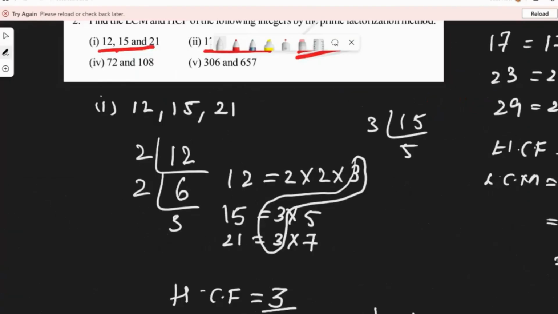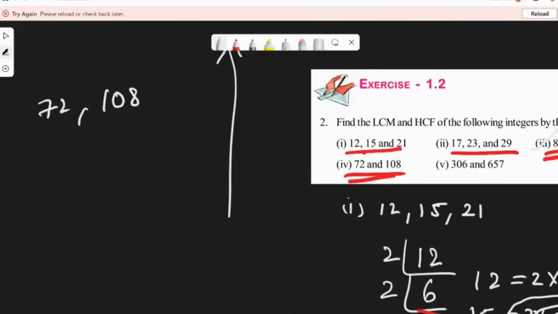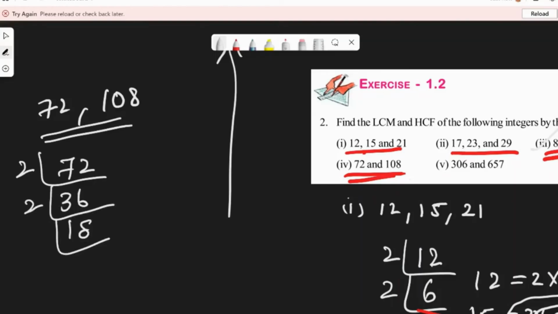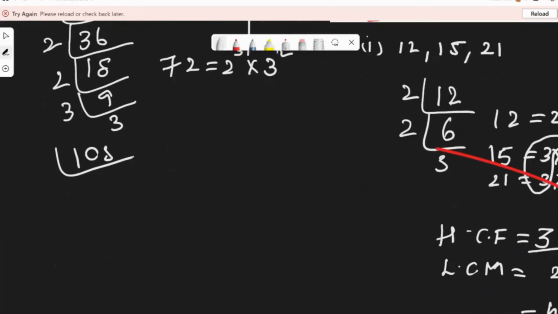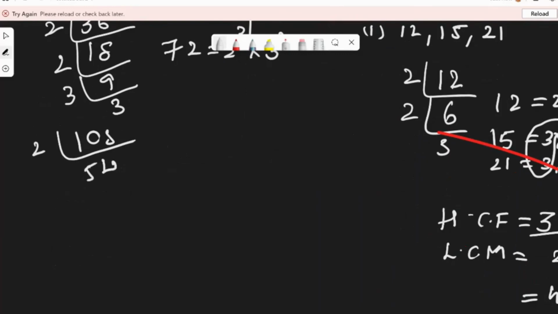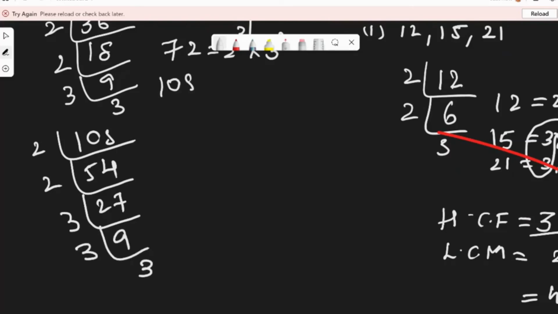Next, the fourth sum is a little tricky, but let's still do it. So the next numbers are 72 and 108. The prime factorization of 72 will be 2 into 36, 2 into 18, 2 into 9 and 9 is equal to 3 into 3. So 72 is equal to 2 cubed into 3 squared. And next, 108 will be 2 into 54, 2 into 27, 3 into 9 and 3 into 3. So 108 will be 2 squared into 3 cubed.